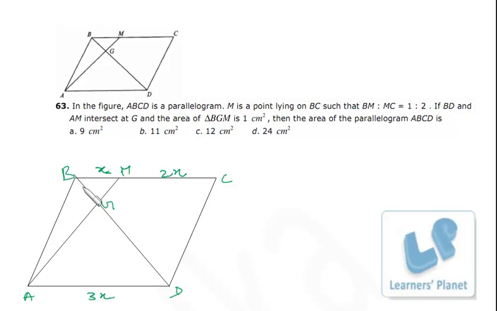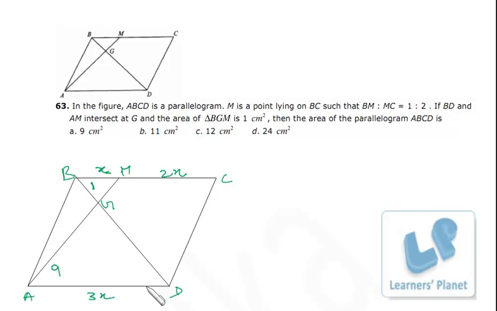And as always, BGM and AGD, these two are similar triangles, right? So if there are similar triangles, their area will be in the ratio of square of their corresponding sides. So its side is X and here it is 3X, right? So area of BGM, if it is 1, then area of AGD will be 3 square, that is 9. Okay. Now since we have to find out the area of the parallelogram ABCD, we have area of AGD and BGM, but we don't have area of BGA, right?